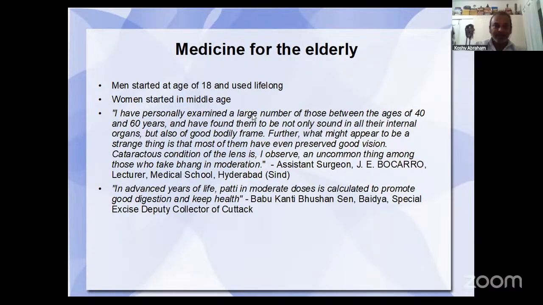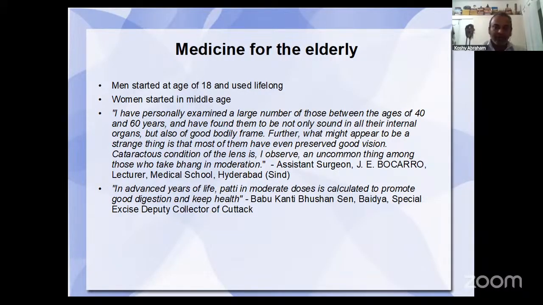Cannabis was used as medicine for the elderly sections of society. They were found to use it generally because once a person started using cannabis around the age of 18 to 21, they never stopped, and the usage continued till death. Women started generally around middle age, but once they started using it, they would typically use it till old age. We see some witnesses talking about the evidence they found, where one particular witness says that he examined people between the ages of 40 and 60 and found them all to be in very good health.